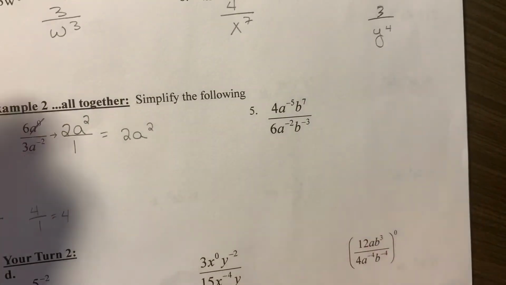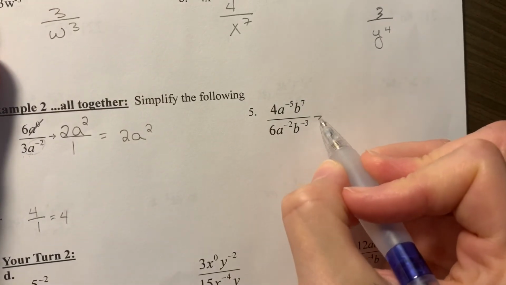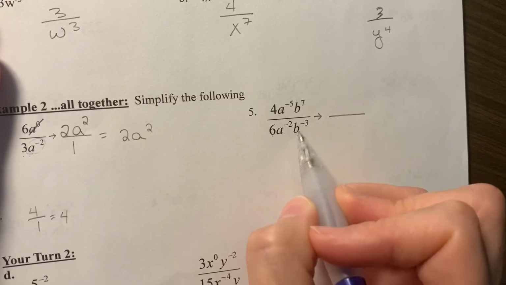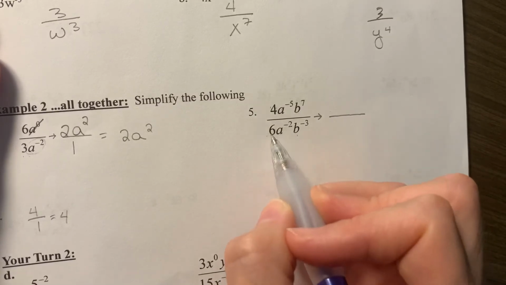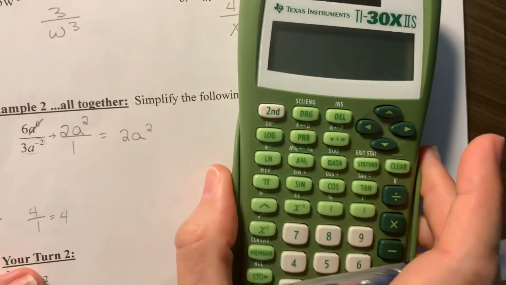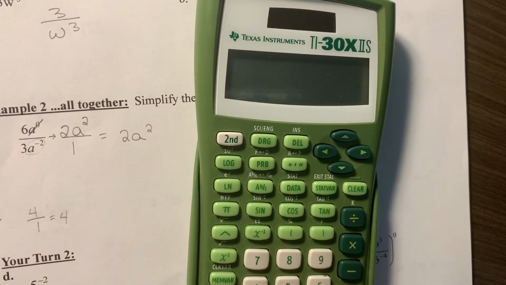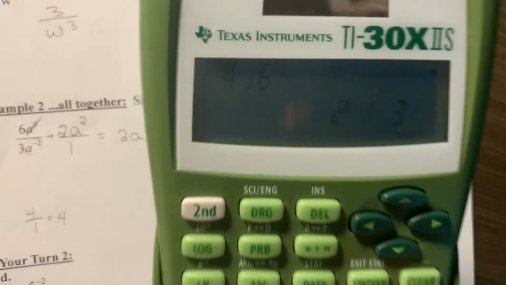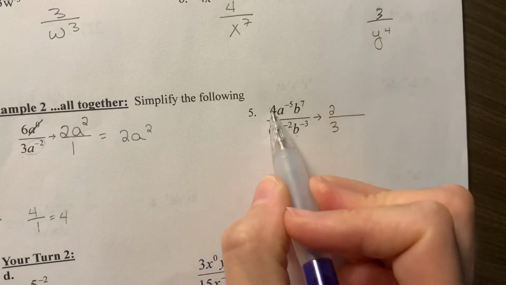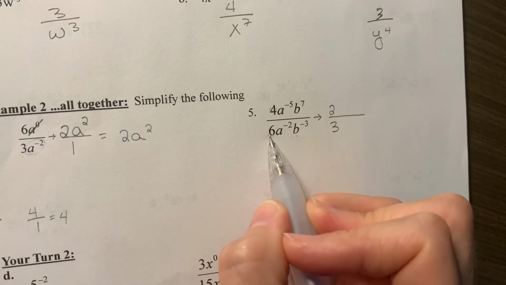Okay, let's look at this one. Start with a fraction, end with a fraction. So I'm going to write my fraction symbol, and then I'm just going to go term by term. First, I'm going to simplify my coefficients. So let's see, 4 over 6. I'm thinking, I don't know what this is. So I'm going to do 4, ABC, 6, enter. And I get, can you see that? 2/3. Why is that?